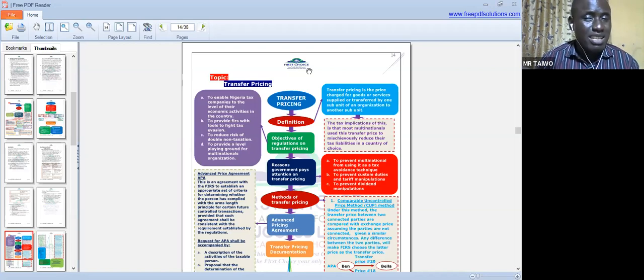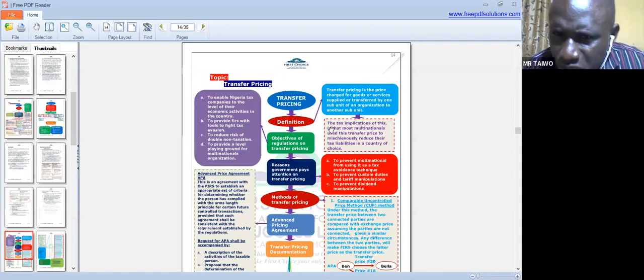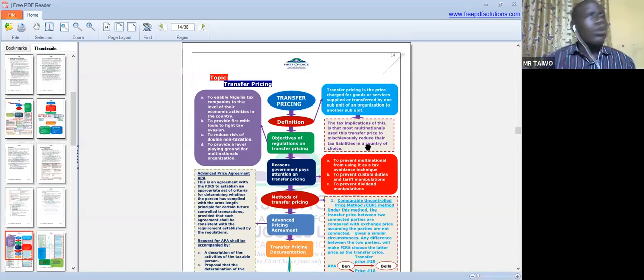The multinationals can use what? A transfer pricing technique to reduce the tax liability in a particular country of choice. I hope I get what I'm saying. That is the implication of transfer pricing in this question. Look at this. The tax implication of this is that most multinationals use this transfer price to mischievously reduce their tax liability in a country of choice.